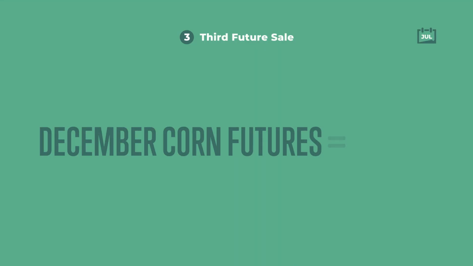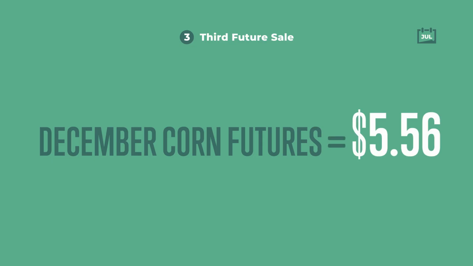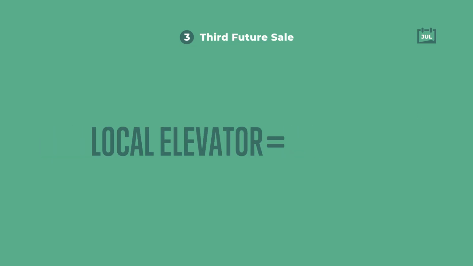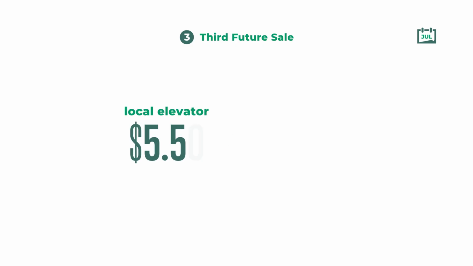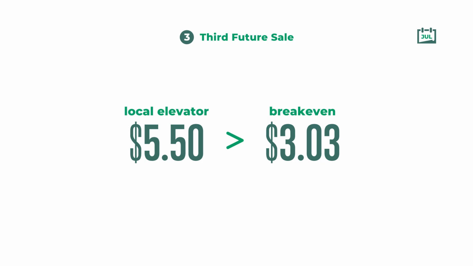In July, you see December futures for corn are $5.56, with your local elevator offering $5.50. Although this price isn't as great as your last sale, it is still above your updated break-even of $3.03, and you decide to stick with your marketing plan to make incremental sales.